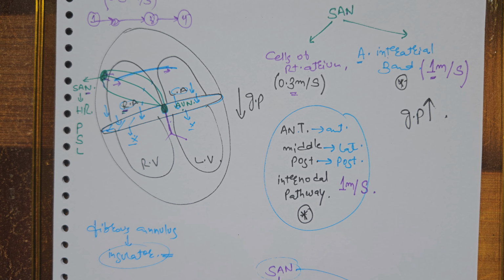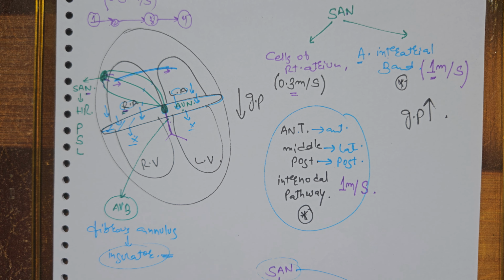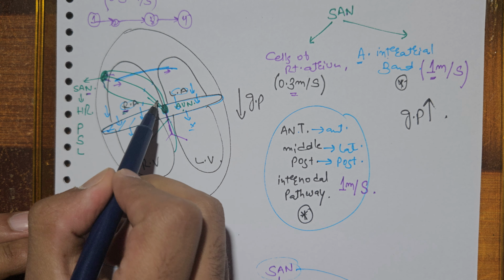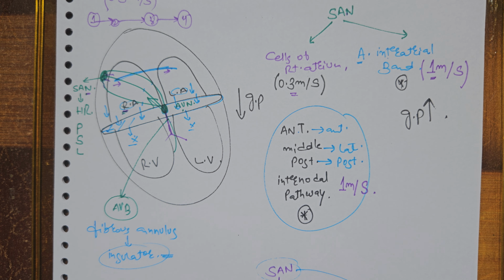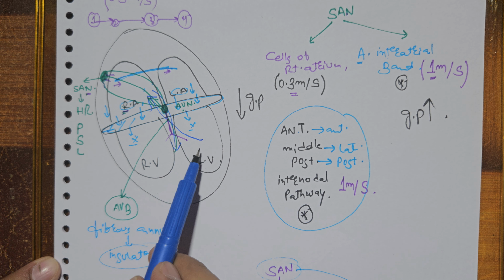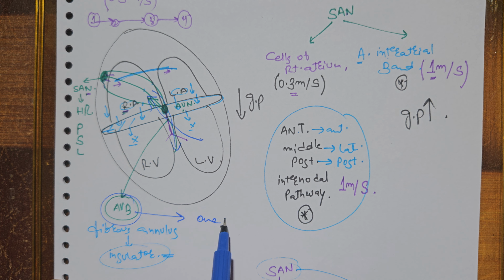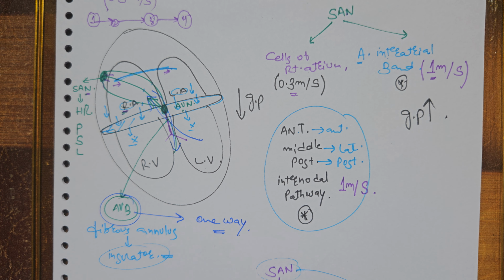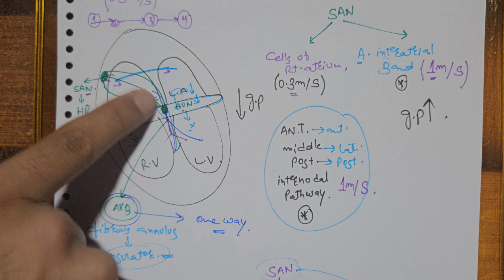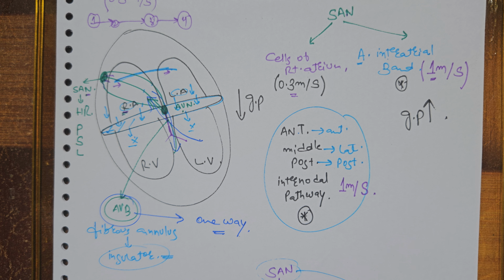This AV bundle has an important property: it does not let the impulses go backwards. So the impulses only travel from the atria to the ventricles, and the impulses from the ventricles do not travel from the ventricles to the atria because of this AV bundle. That means there is one-way flow. This is an important characteristic of the AV bundle, that it allows the impulses to go from the atria to the ventricles, and it does not allow impulses to go from the ventricles to the atria. So this was our concept of the pathway of the electrical excitation.